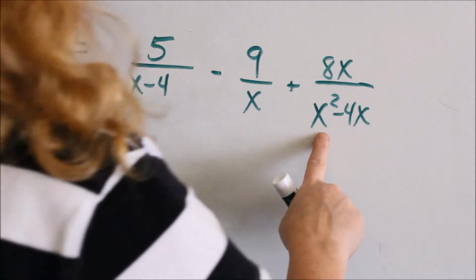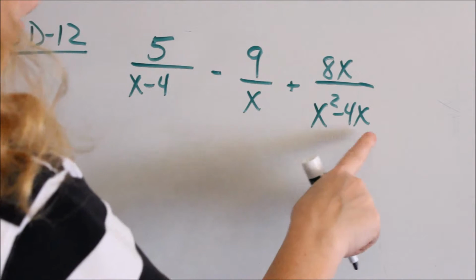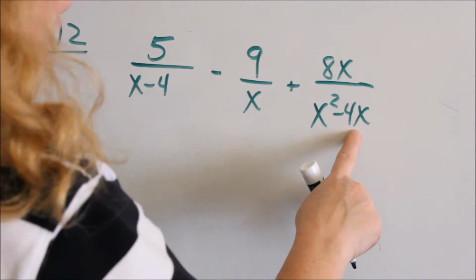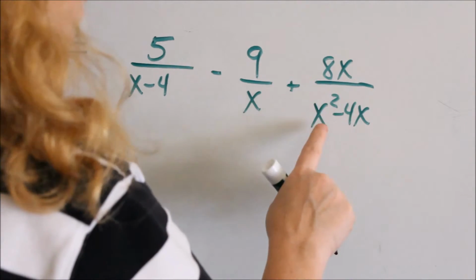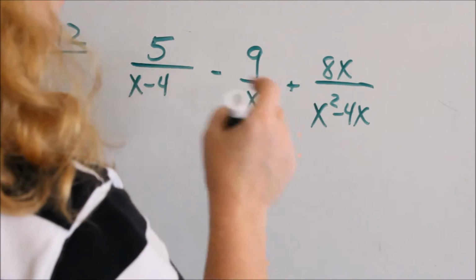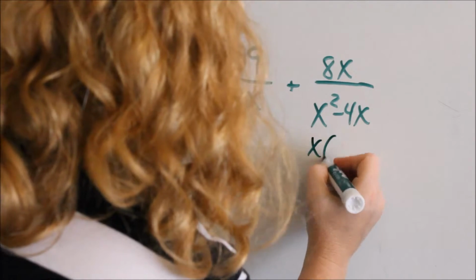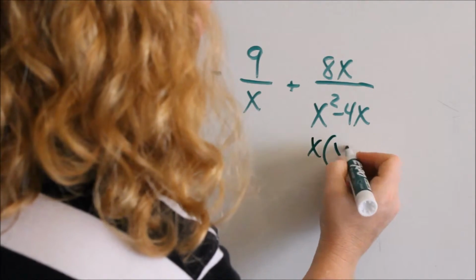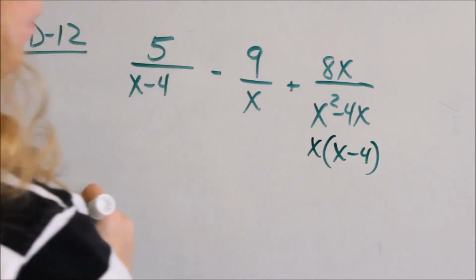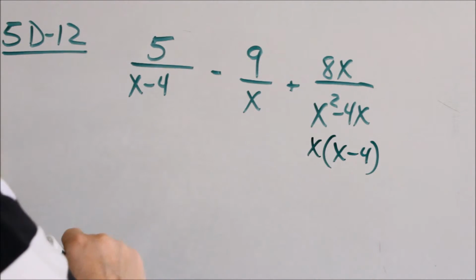Okay, so it's not a difference of two squares because you wouldn't be taking the square root of 4x. So, always the first thing is look to see, can you factor something out? Yes, I can factor out an x. So if I factor out an x, then that would just leave me with x minus 4. And that's as far as that will factor.